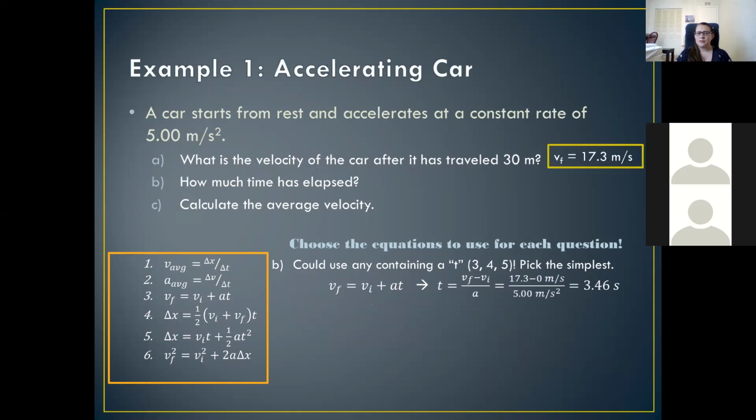So pick whichever one is the simplest, right? We have all of those other pieces to it. We have delta x, vi, vf, a. We have all of the things that we need. So again, be lazy, choose the simplest one. And in this case, that's equation 3. So our final velocity is initial velocity plus acceleration times time. Rearrange that equation to get time, and we find that it's a time of 3.46 seconds when the car has reached 30 meters.